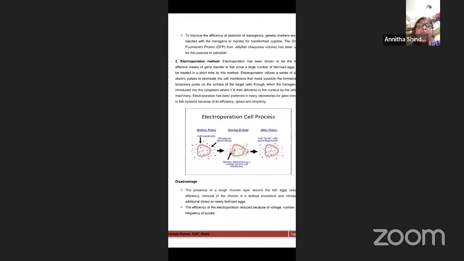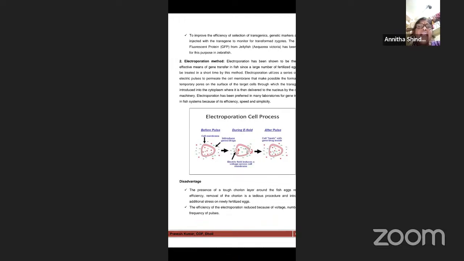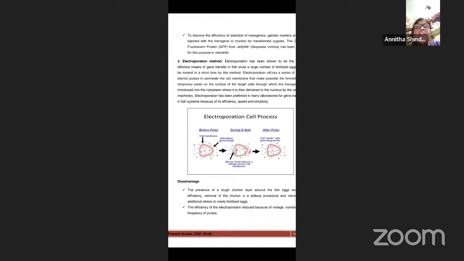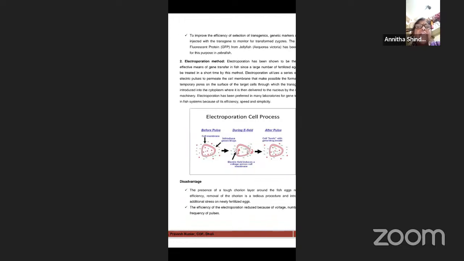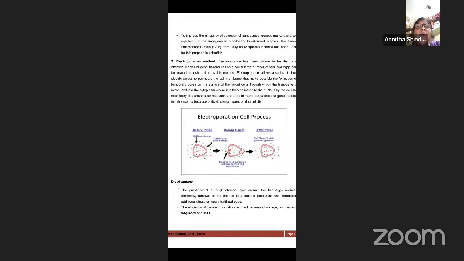Electroporation utilizes a series of short electric pulses. You use an electric current to give electric pulses that permeate the cell membrane, making possible the formation of temporary pores on the surface of the target cells, through which the transgene is introduced into the cytoplasm, where it is then delivered to the nucleus by the cellular machinery. Are you understanding what they are saying?